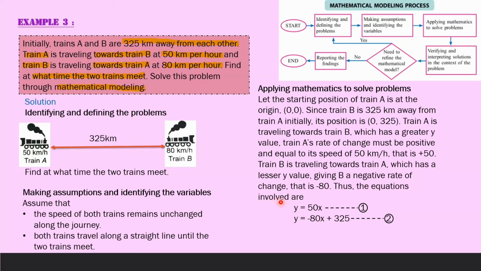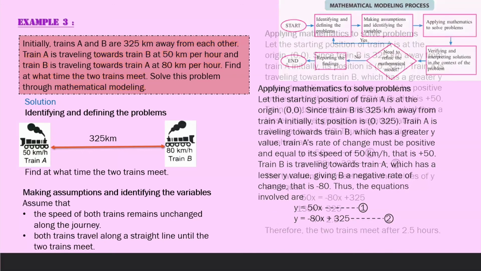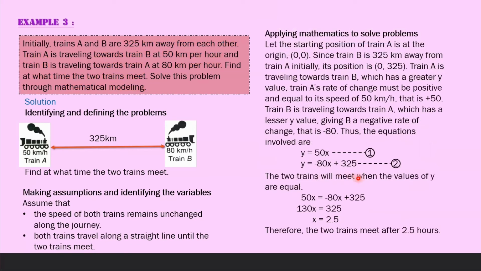Thus, the equations involved are y equal to 50x as equation 1, and y equal to negative 80x plus 325 as equation 2. The two trains will meet when the values of y are equal. So 50x equal to negative 80x plus 325. 130x equal to 325. x equal to 2.5. Therefore, the two trains meet after 2.5 hours.